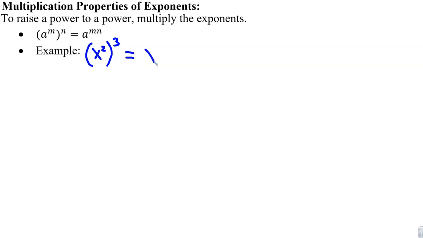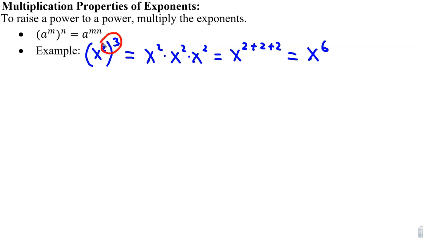X squared to the third will be x squared times x squared times x squared. Okay, multiplying by itself 3 times. We know how to add these together. That'll just be x to the 2 plus 2 plus 2, adding those exponents together. So here's where we get those 3 groups of 2's. In other words, we end up with x to the 6th. All right, so again, when you're raising powers to powers, you're going to multiply those powers together.